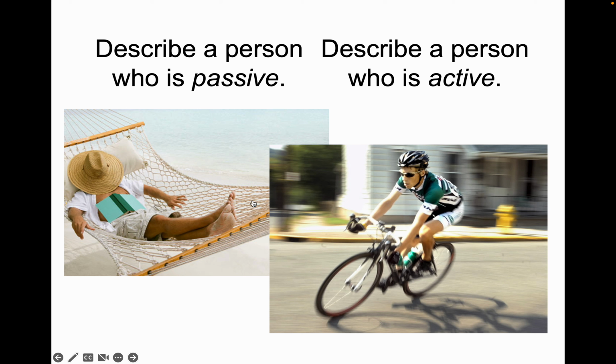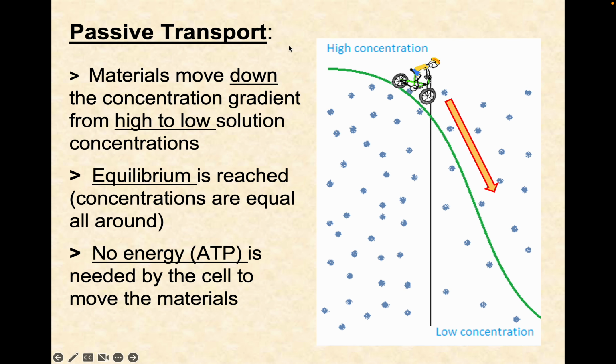Okay, so here is the person who is not moving, relaxing. So it is a passive one, while this picture of a person who is biking is an active person. Okay? So here is the definition of passive transport. Materials move down the concentration gradient from high to low solution concentration.